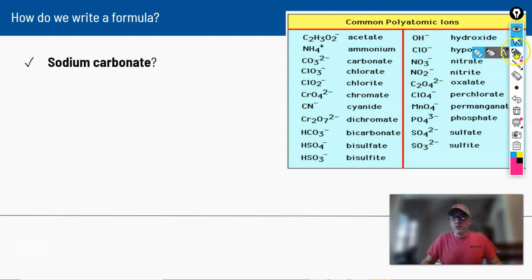Another example, sodium carbonate. Again, sodium's on the periodic table. Carbonate is not on the periodic table. So it's going to be polyatomic. We're going to use the chart to be able to figure it out.